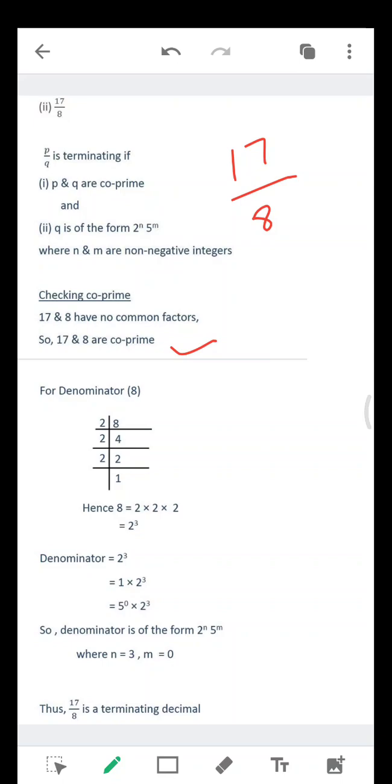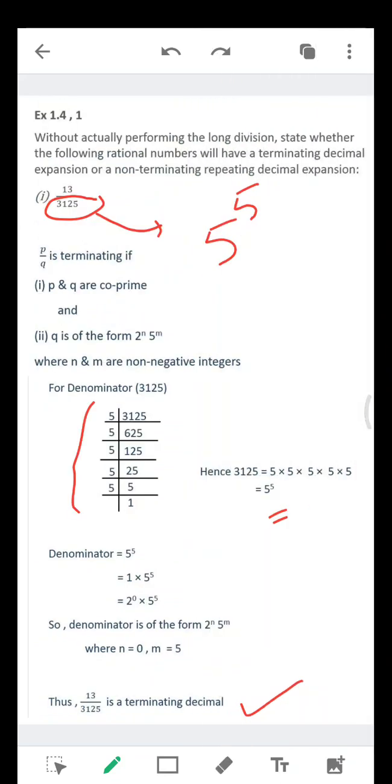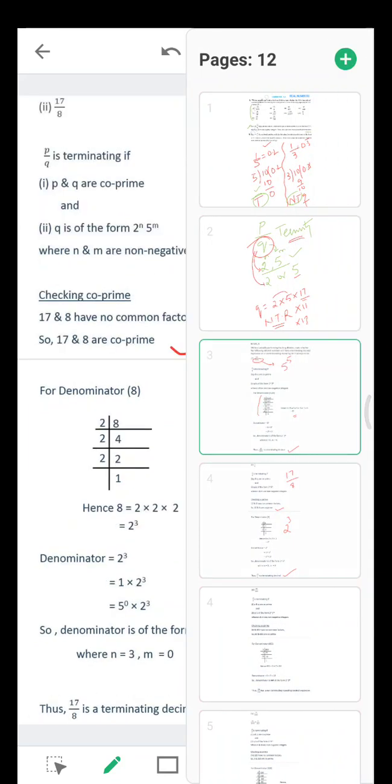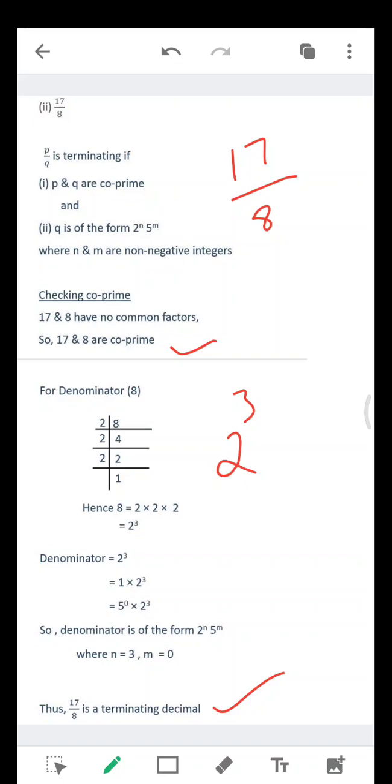Now we have to check whether this 8 can be written in the form of 2 power n 5 power m. The prime factorization of 8 is 2 cube. So I can say yes, this is also terminating, because if the denominator has only 2s or only 5s as the prime factors, then they are terminating. So 2 cube and 5 power 0, I can write 1 into 2 cube, and I can write 5 if I want. So this is in the form of 2 power n 5 power m, and it is a terminating decimal expansion.